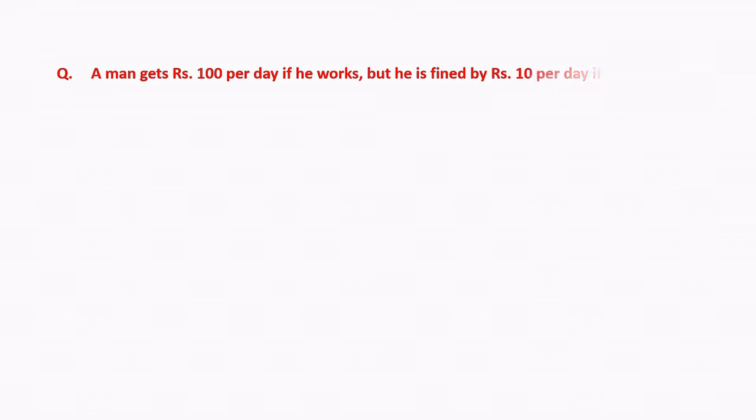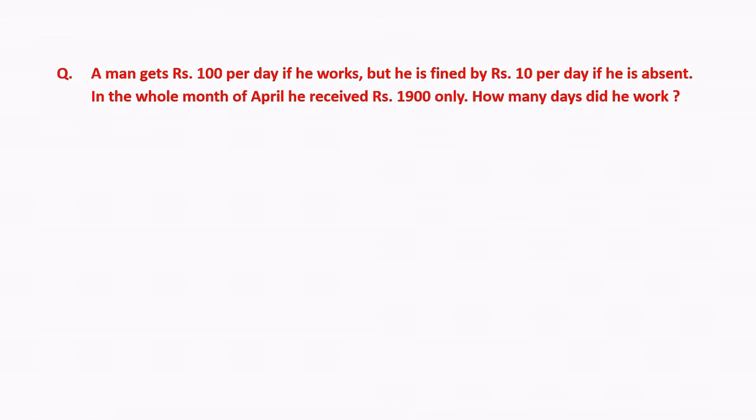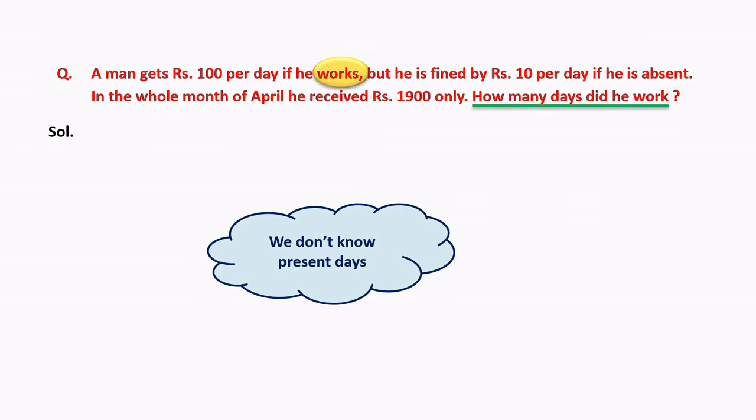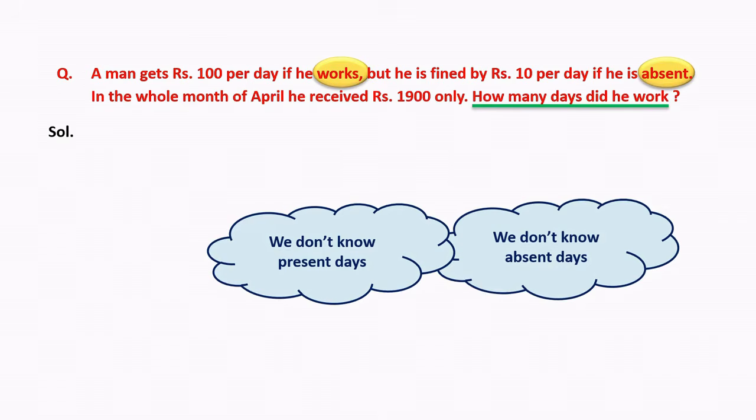Let us understand the question. A man earns rupees 100 per day when he works, but he is fined rupees 10 per day when he is absent. In the whole month of April, he received rupees 1900. We need to find how many days he worked. Now, let us begin. Let the number of days he worked be x, and the number of days he was absent be y.